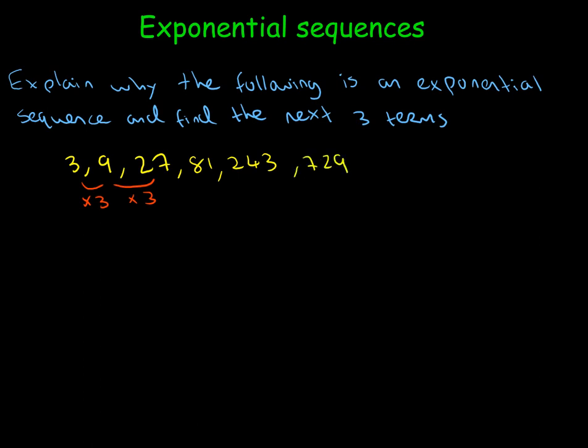If you were asked to find the nth term, there's no rule as such for these yet at junior cert, but to get the next term, it would just be 3 to the power of n. So 3 to the power of n will get the next term, because whatever the power is, you get the next term. 3 to the power 1 is 3, 3 to the power 2 is 9, and so on and so forth.